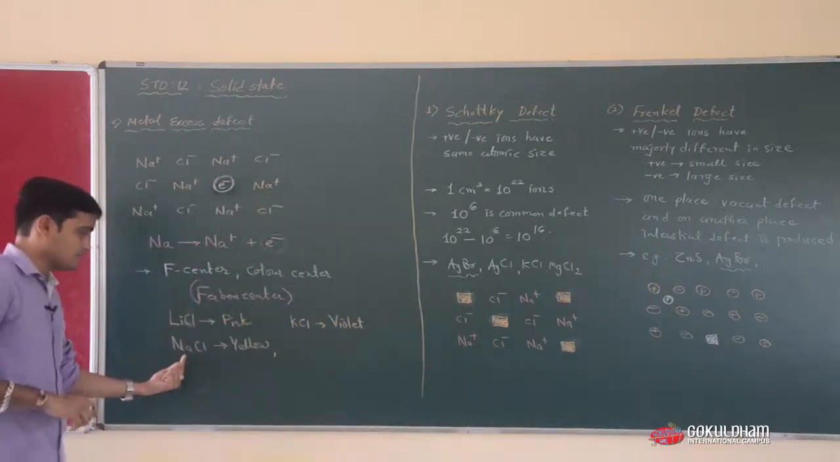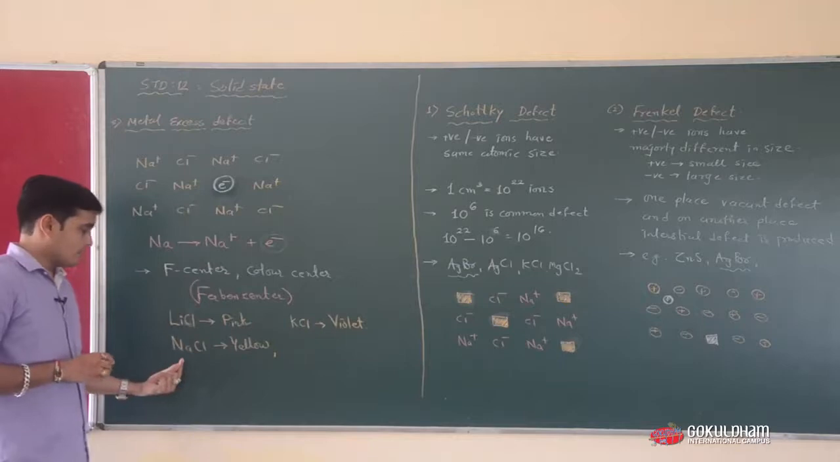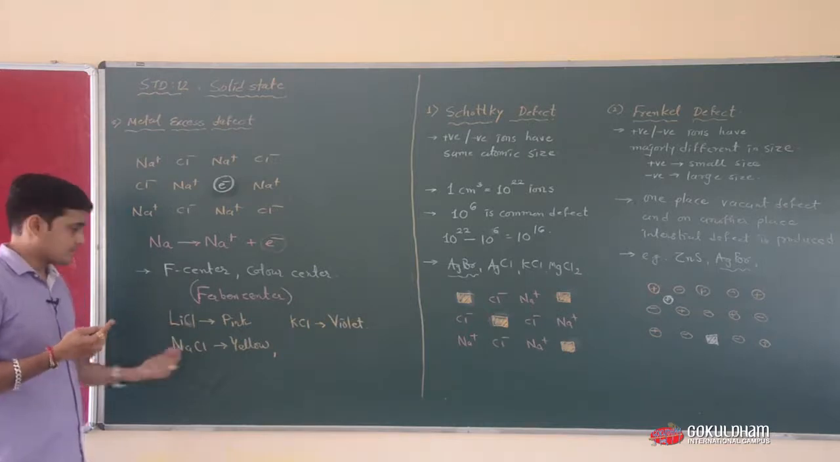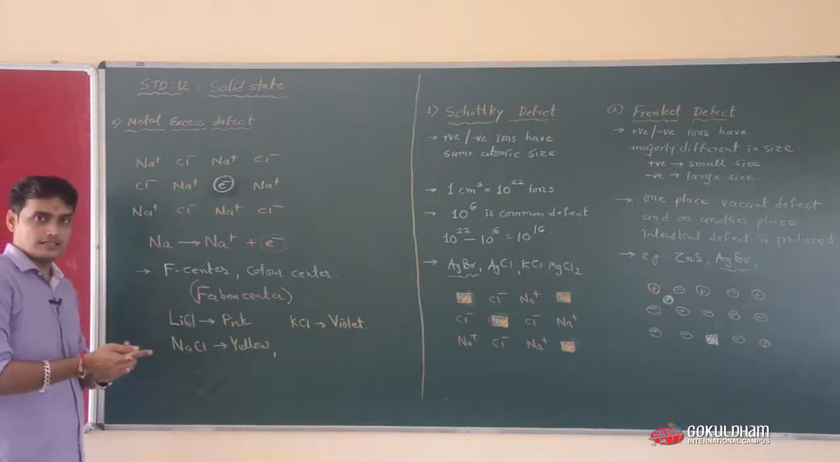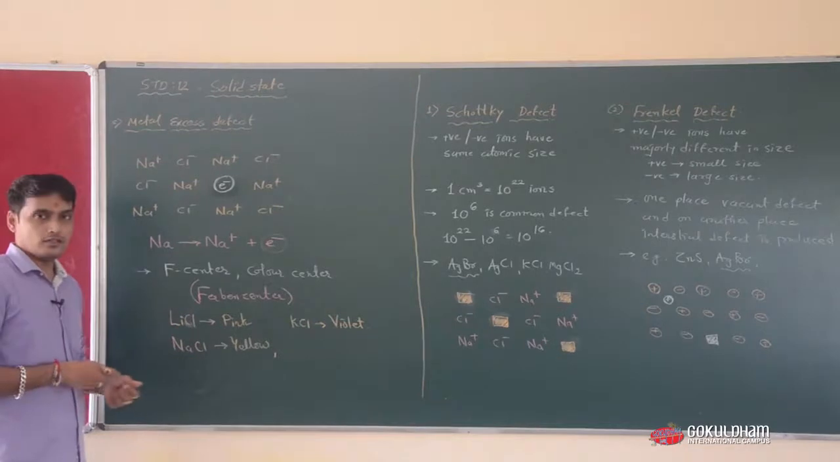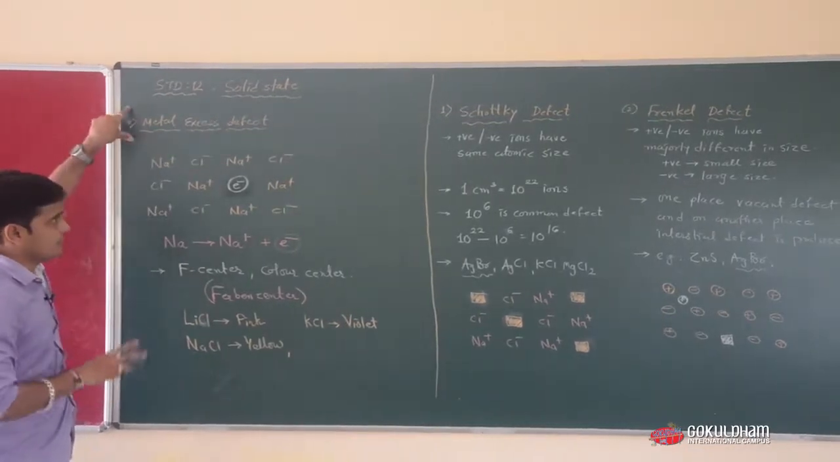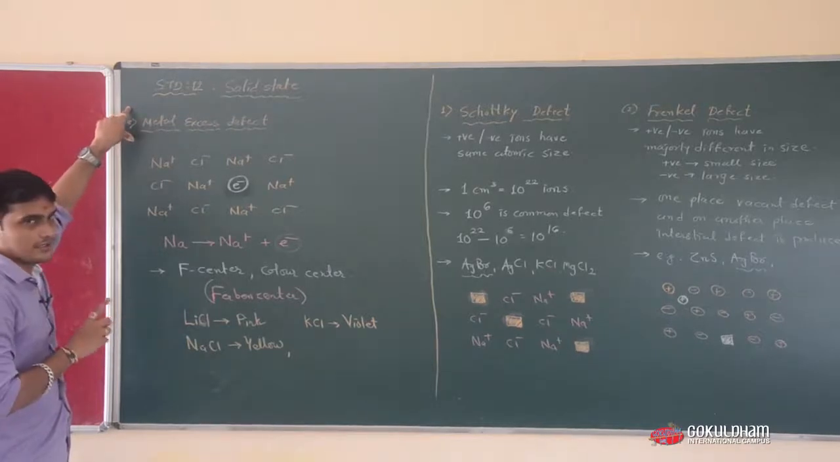And this experiment can be done at your home. You take the NaCl particles on the stick of a match and heat it on gas. You will see the sharp yellow flame. This is the example of our metal excess defect.